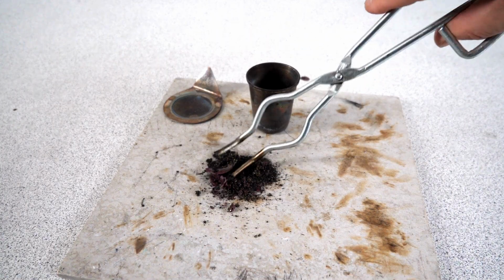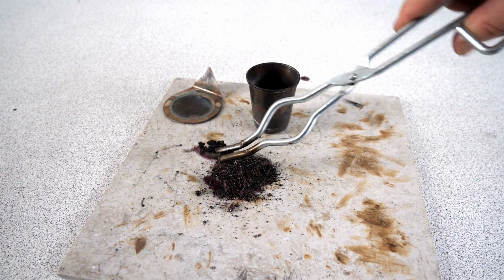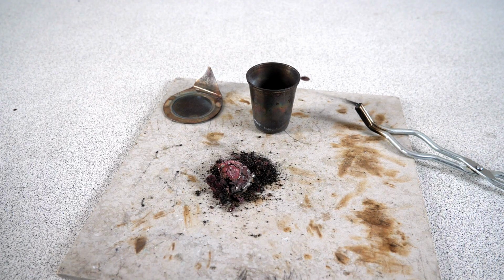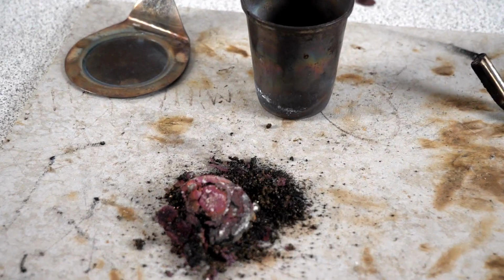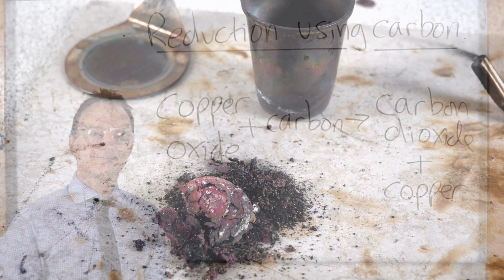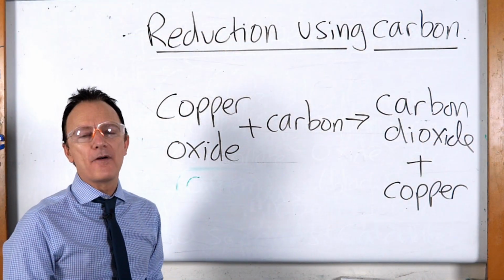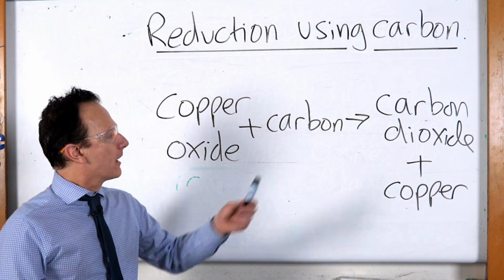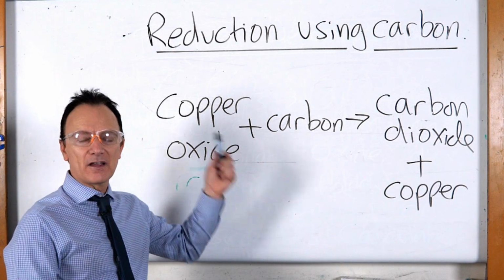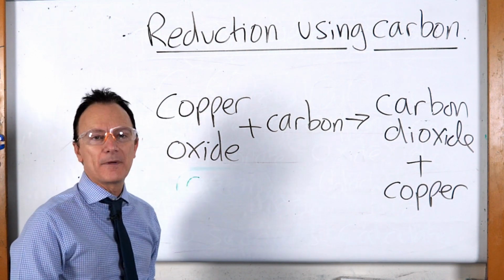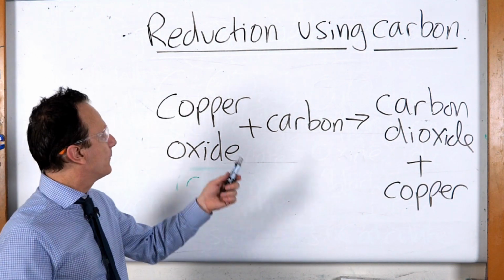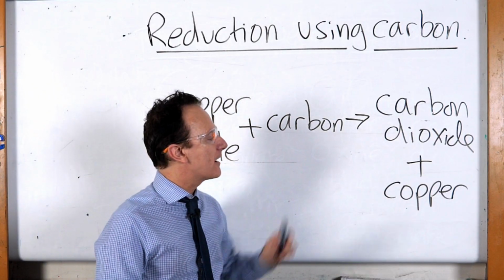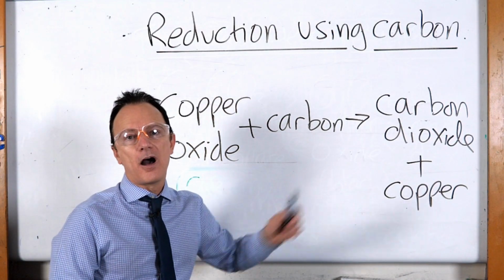And if we have a look here, what's this? There we go. That reddy colour that we can see there, that's the copper that we've extracted from the copper oxide. We're able to extract the copper from the copper oxide because we've just seen a displacement reaction. Carbon is higher up the reactivity series than copper, so that tells us that carbon is more reactive than copper, so it was able to displace copper. So the carbon took the oxygen to make carbon dioxide, and that left copper on its own.